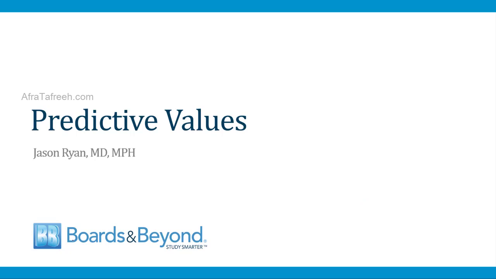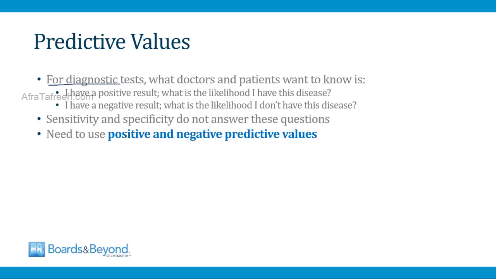Hello everyone and welcome to our module on predictive values. If you think about diagnostic tests which are used to identify patients with and without disease, what doctors and patients really want to know is, if I have a positive result, what's the likelihood that I have this disease? And if I have a negative result, what's the likelihood that I don't have this disease?